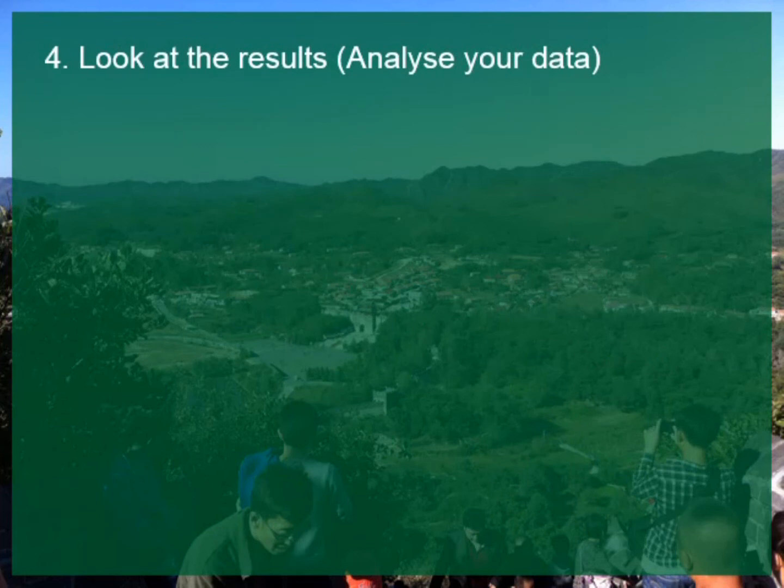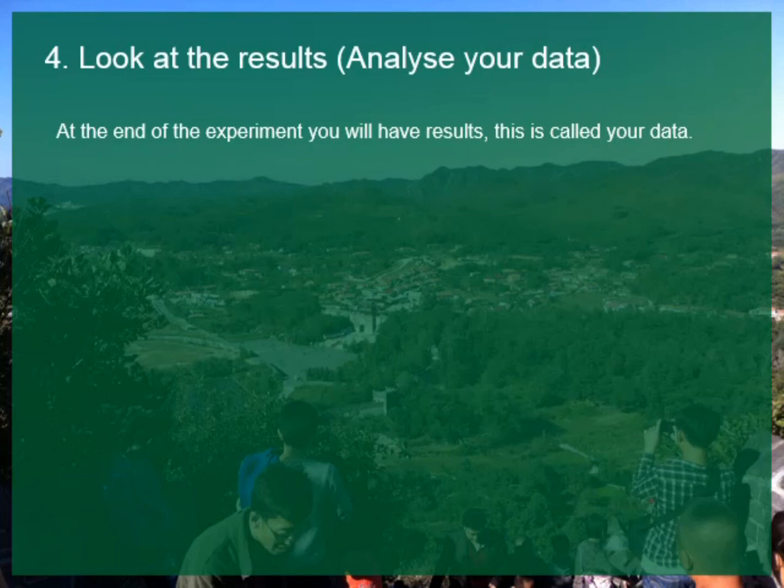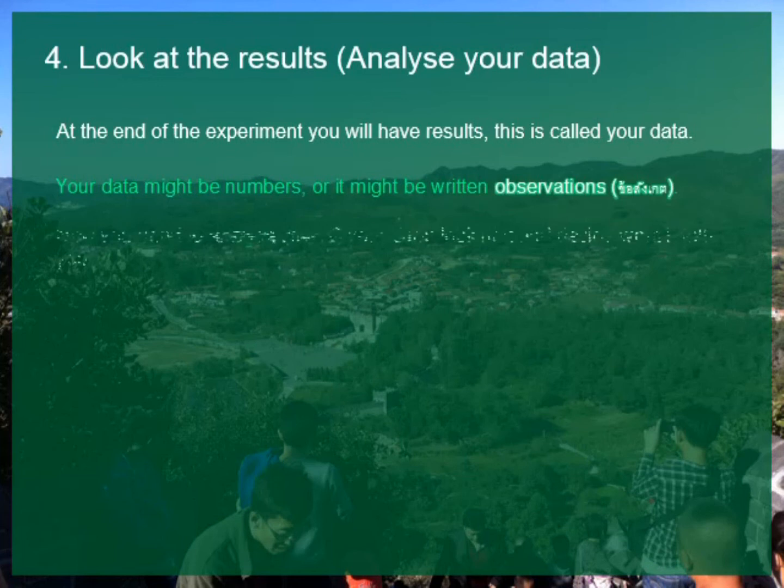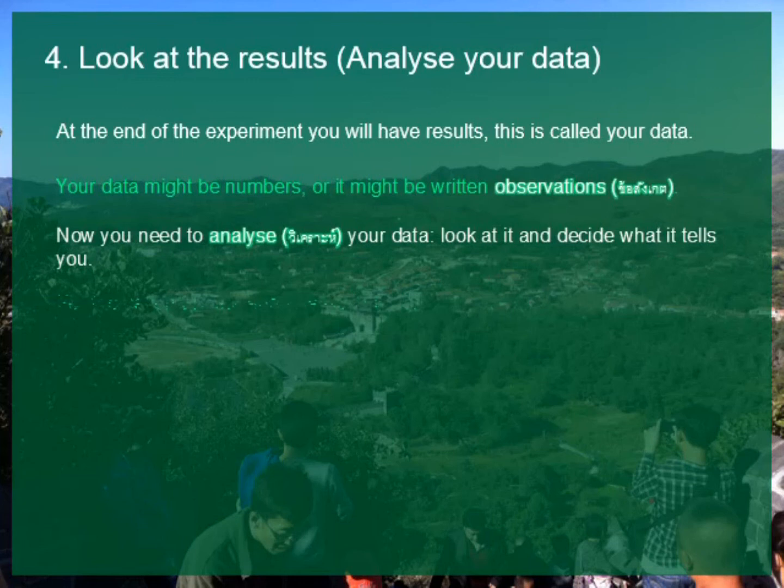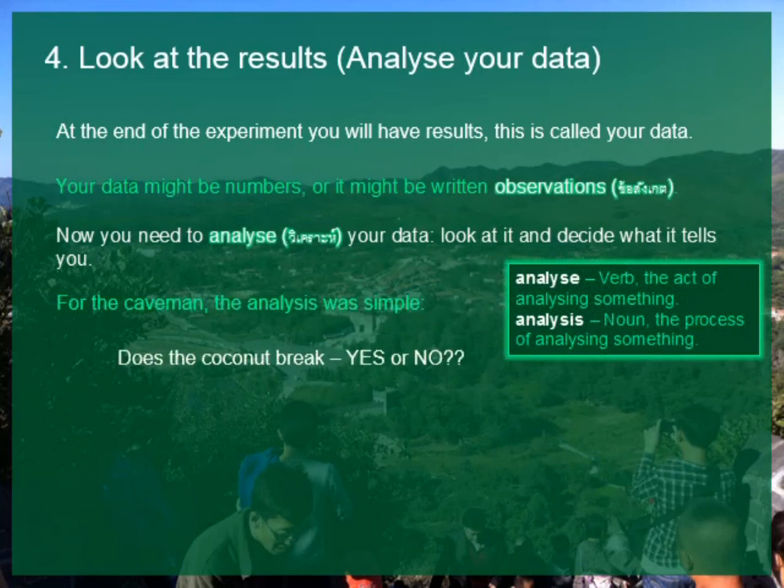And then afterwards you must look at the results. Analyze. At the end of the experiment, the result is called your data. And your data might be numbers or it could be written observations. Now you analyze your data and look at it and decide what it tells you. Again we say, for the caveman this was an easy answer. Does the coconut break? Yes or no? And there isn't really anything else that can happen. Maybe it can break a little bit, but generally it's yes or no.